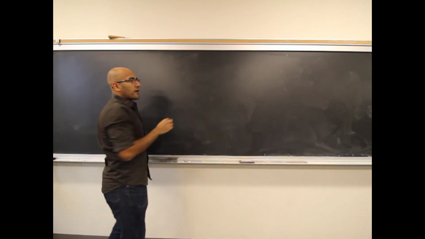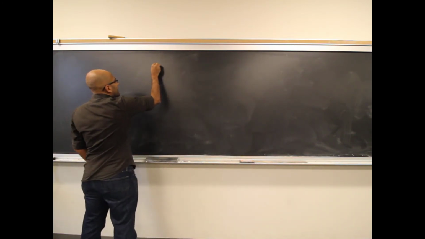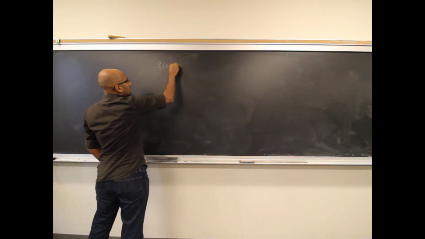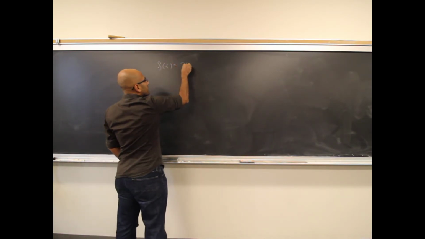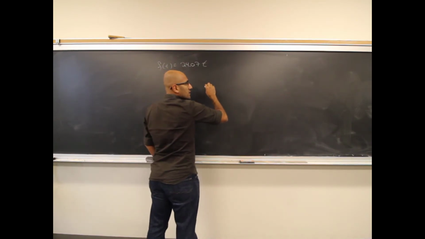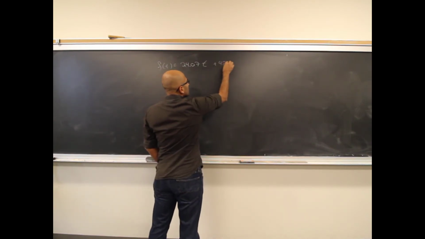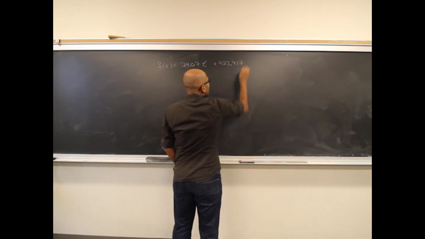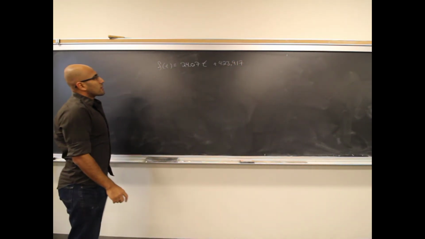If we go back to our equation that we got from our calculator, what are we using, f of t? f of t equals 24.07t plus 423.917, right? So there was our equation.